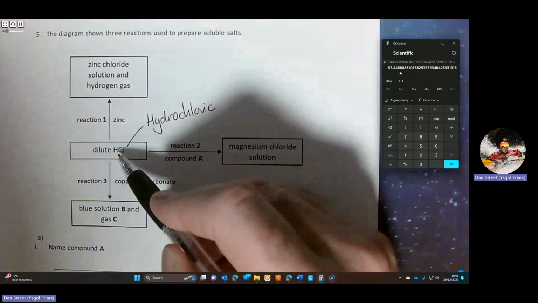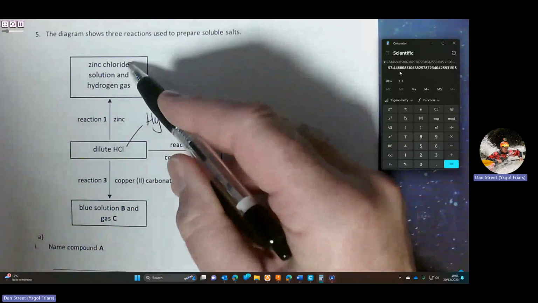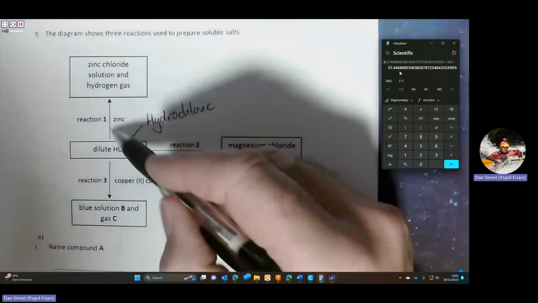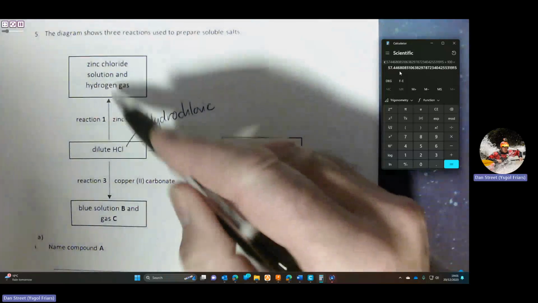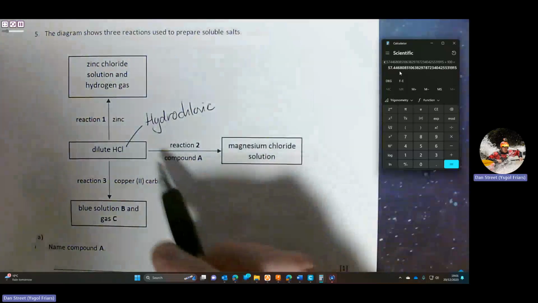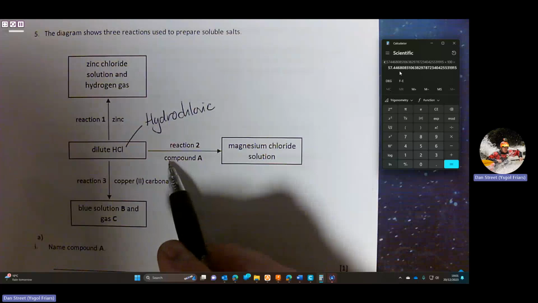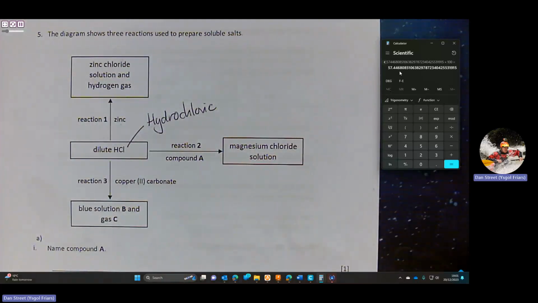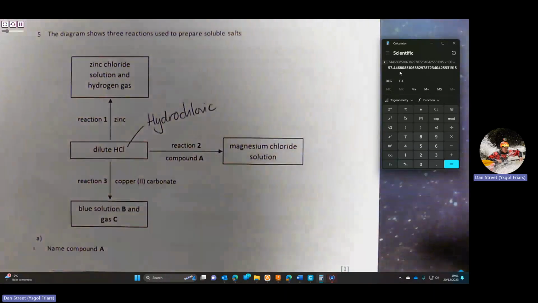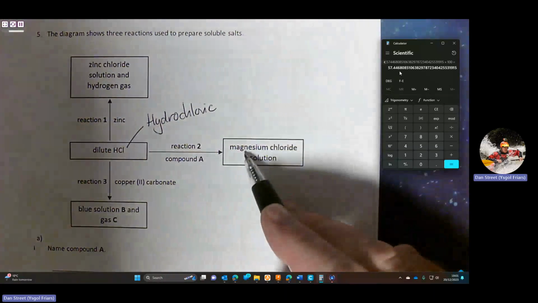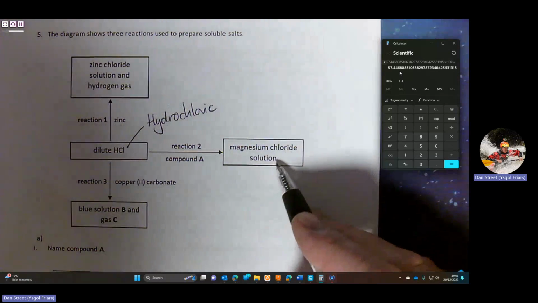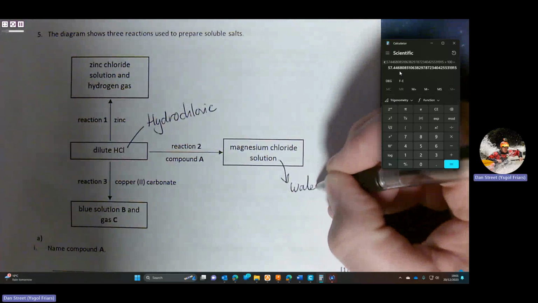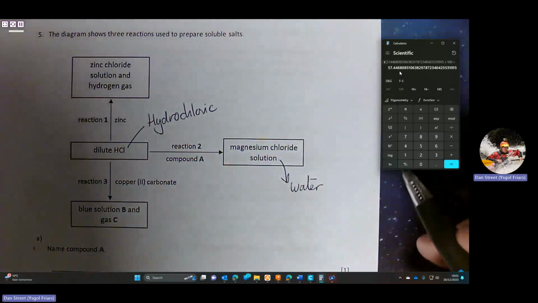If you react HCl with zinc, then we get zinc chloride solution because it's soluble, and hydrogen gas because it's a metal. The hydrogen gas is a confirmation that we're reacting a metal here. Reaction 2 with compound A. The word compound implies that it's going to be more than a metal, so it could be a hydroxide, an oxide, or a carbonate. We get magnesium chloride solution. Now that word solution implies water, so we're just getting some additional water maybe.